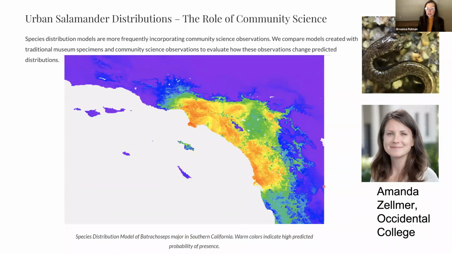So these data can be used to create habitat suitability maps. So for instance, Amanda Zellmer is a professor at Occidental College, and she's studying urban salamanders, and she's created this sort of heat map through iNaturalist observations to determine which areas are suitable habitat and which areas are not suitable habitat. So the warm regions, like the red and orange colors, are areas with suitable habitat, whereas the purple and blue regions are very poor habitat. So this might give us an idea of which areas we should be conserving for this species.